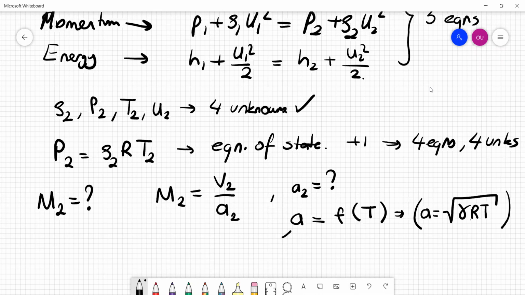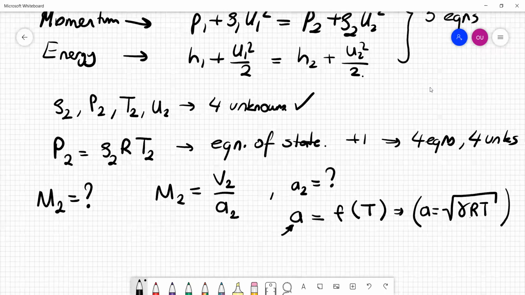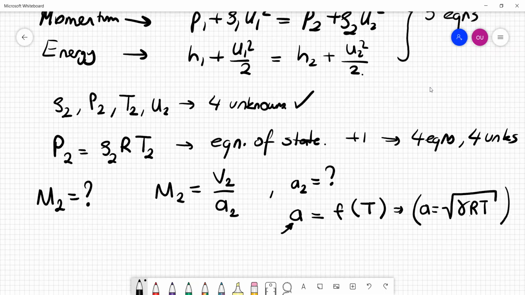Since this is a compressible aerodynamics class, we need to understand a little bit of flow physics related to the speed of sound. Then we will come back to these equations, do the necessary modifications, and start to see the Mach number 1 and Mach number 2, M1 and M2, in the equations.